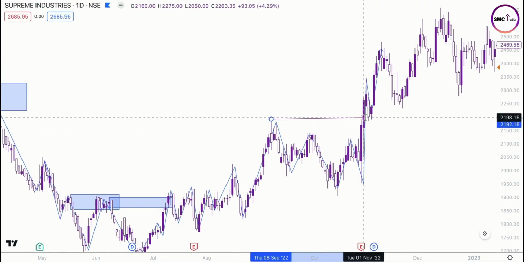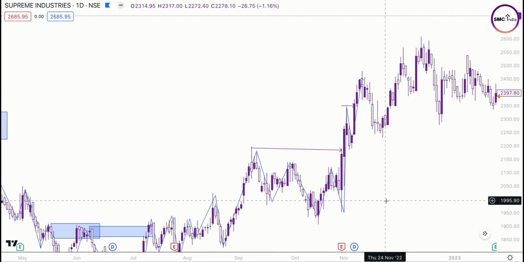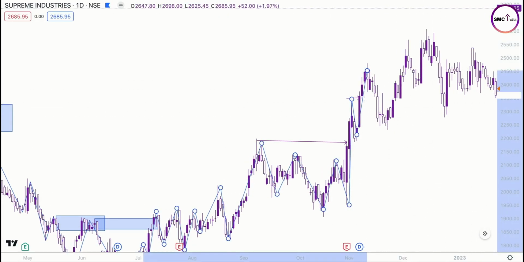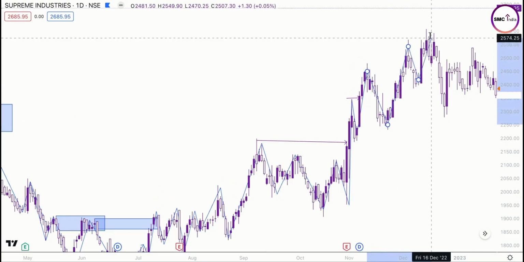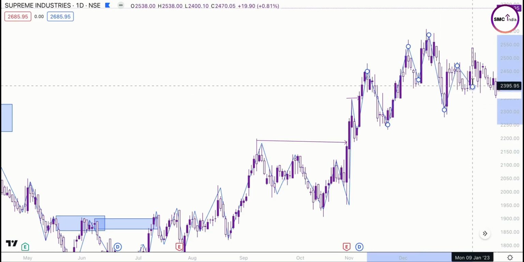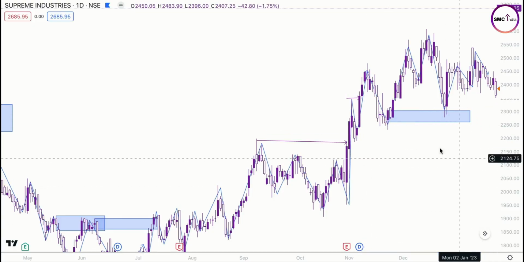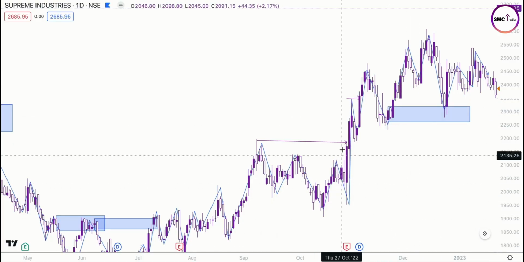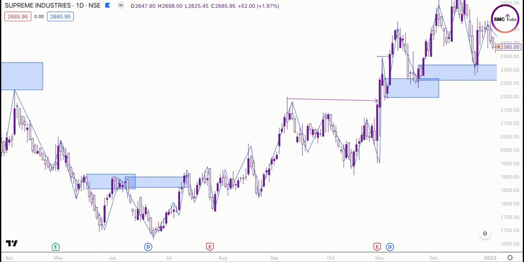Breaking this structure. Again breaking this structure. Again breaking this structure. Again creates liquidity, and then it goes on and on like this. So you could clearly see that these are the valid demand zones, as these demand zones cause breakout structure to the upside.